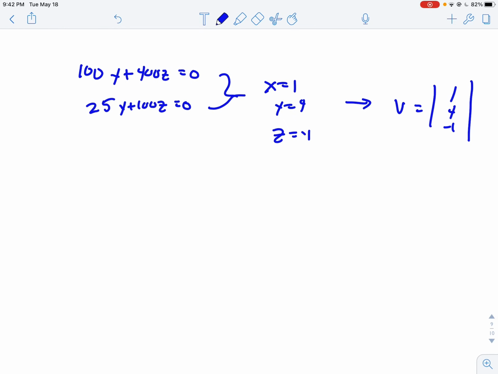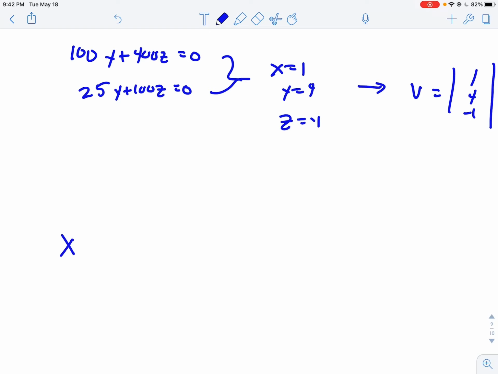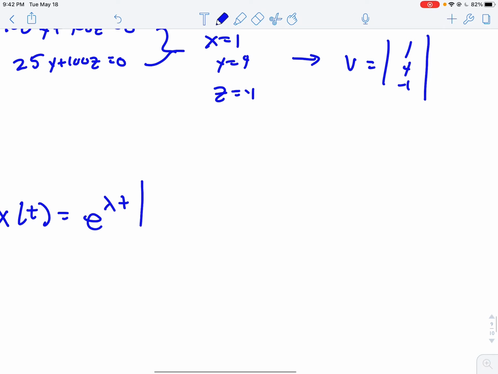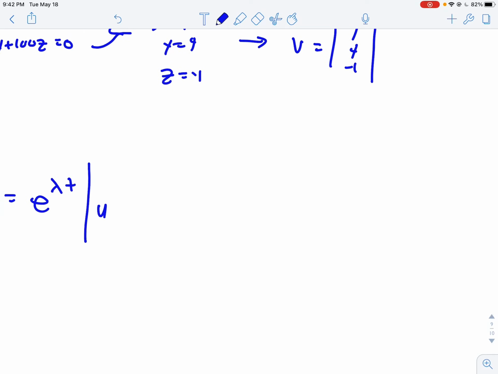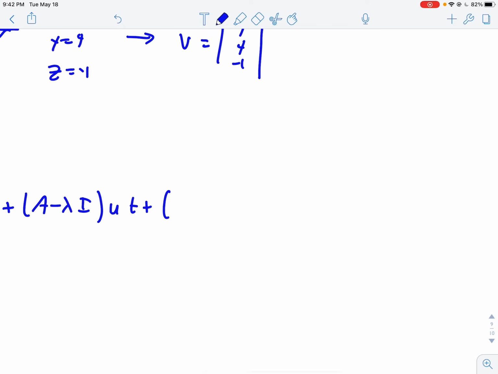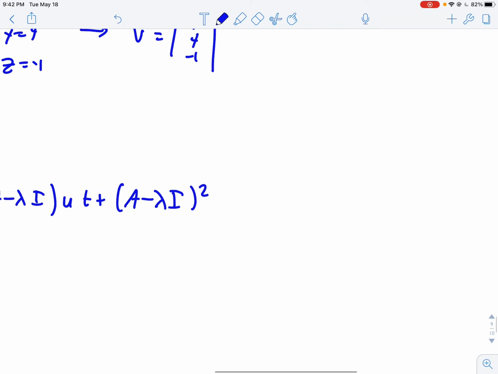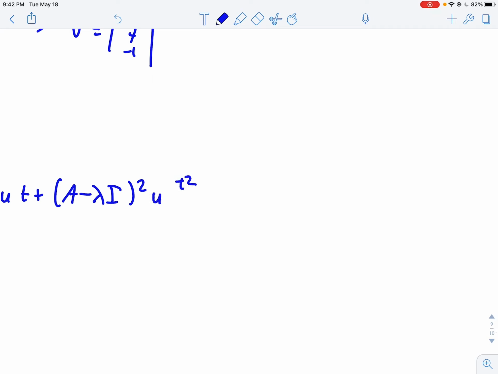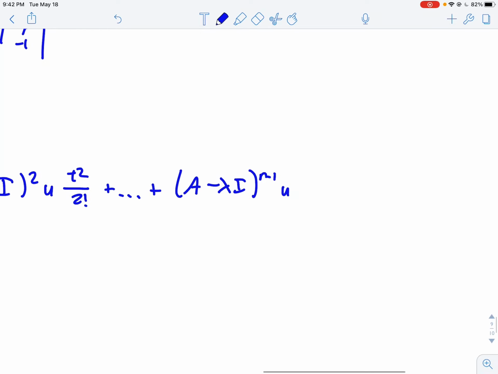Now to find our entry for our fundamental matrix, we are going to use the equation from the previous slide, which is x of t is equal to e to the lambda t times the eigenvector u plus (A minus lambda I) u times t, plus (A minus lambda I) squared u times t squared over 2 factorial, all the way up to (A minus lambda I) to the r minus 1, times u, times t to the r minus 1, over r minus 1 factorial.